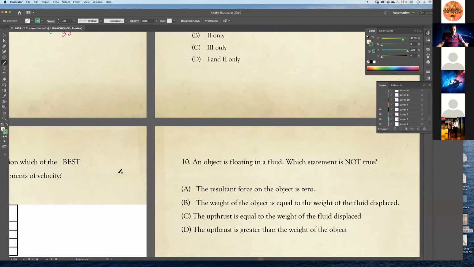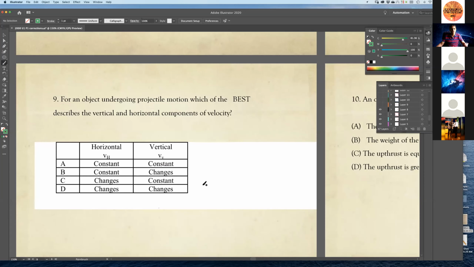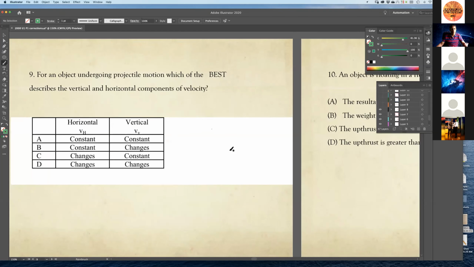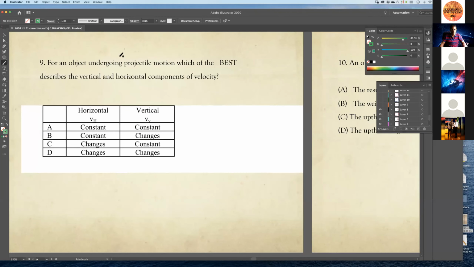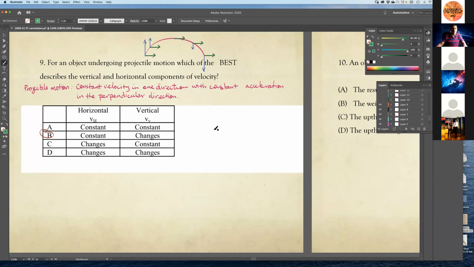Next question. For an object undergoing projectile motion, which best describes the vertical and horizontal velocity? We know that if we had to define projectile motion... Let me just view it. Right. Projectile motion, I think I wrote it here. Projectile motion is where you have constant velocity in one direction with constant acceleration in the perpendicular direction. That's what projectile motion is.